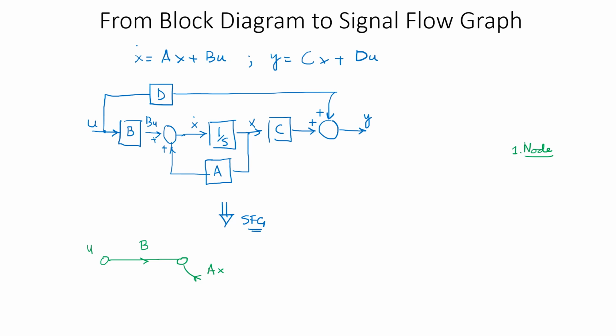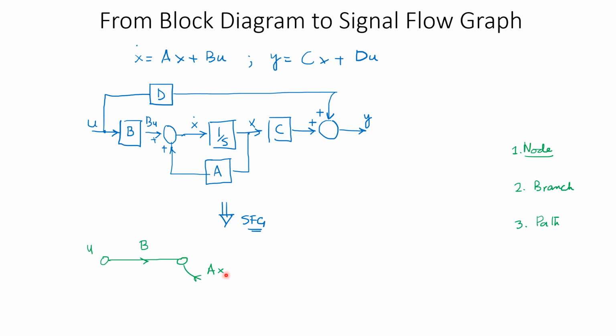There is a concept called branch, and there is a concept called path in this process. So from this node to this node, there is an in-between gain that is added to the system variable U, and that is going to be available at this node.